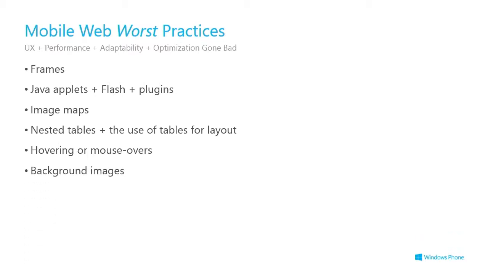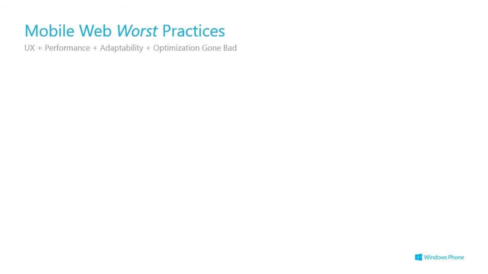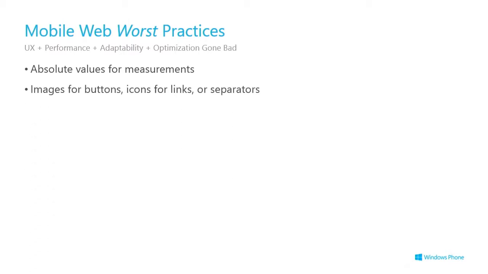Don't have background images where the image takes up the whole web page. That's just huge, and it's hard to read. Pop-up windows are a no-no. That goes without saying. Absolute values for measuring distances between things might have worked if you could define the size of the screen on a desktop, but it goes out the window. You don't know what the size of the device is. So everything needs to be relative. Use ems and things like that.